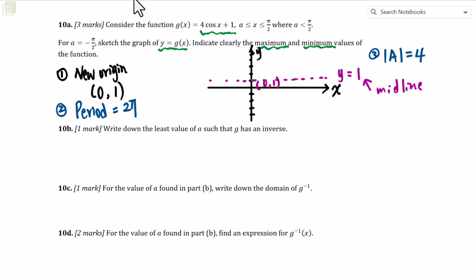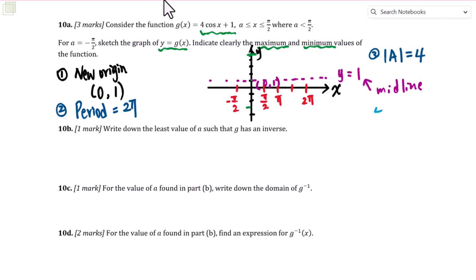Since the period is 2 pi, let's think this is 2 pi. So half, half, half. We will get pi/2, pi, and -pi/2. From this new origin, go up 4: 1, 2, 3, 4. It's here. Then go down 4 units: 1, 2, 3, 4. It's here.